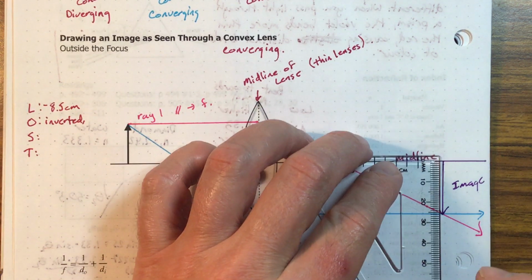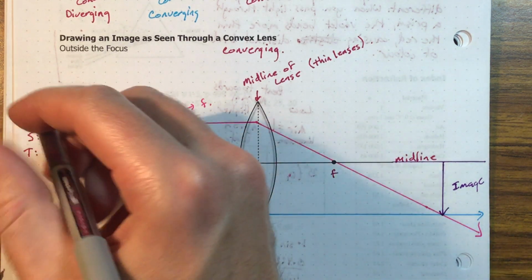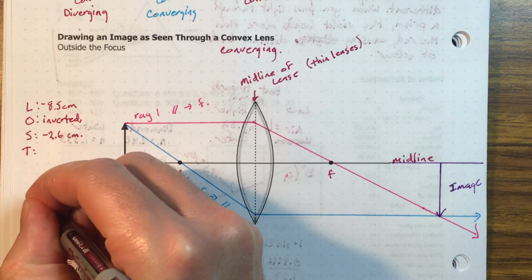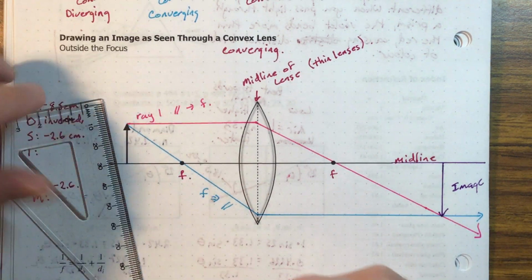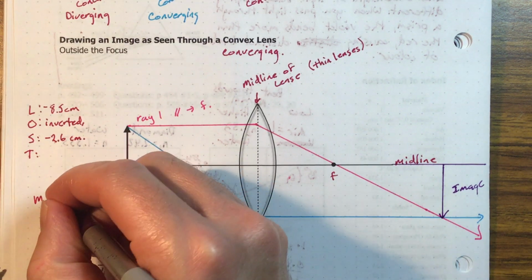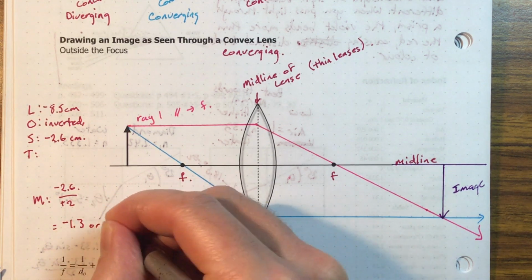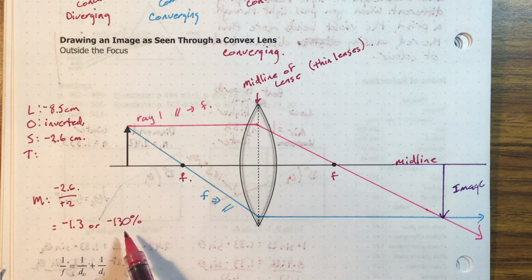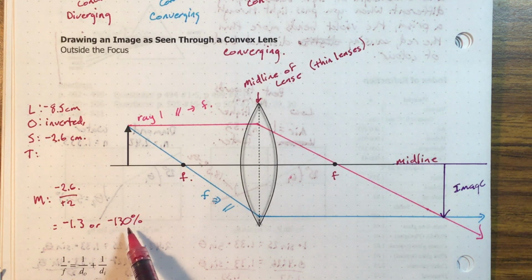Our size, well, this guy here is negative 2.6 centimeters. Now, we can figure out our magnification, right? We take our negative 2.6 and divide it by our positive 2. We get a magnification of negative 1.3 or negative 130%. The negative tells us that it's inverted. The 130% tells us that it's bigger. If it's smaller, if it's shrunk, this would be less than 130%.